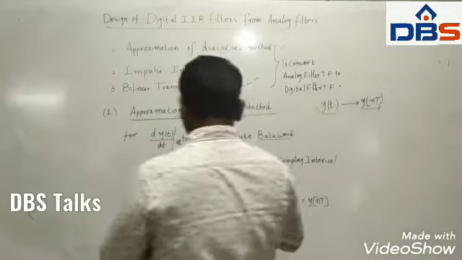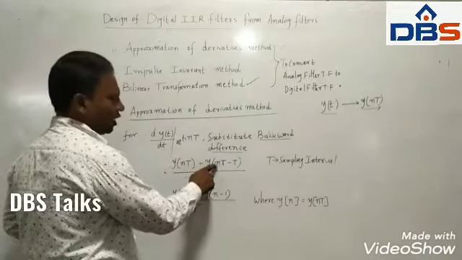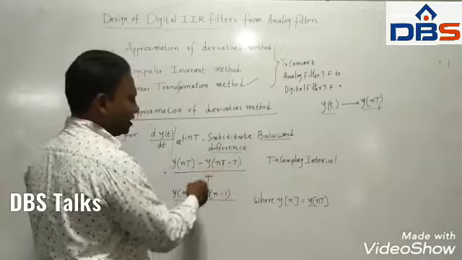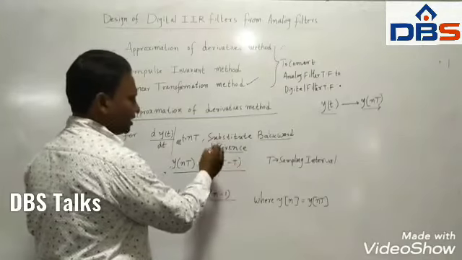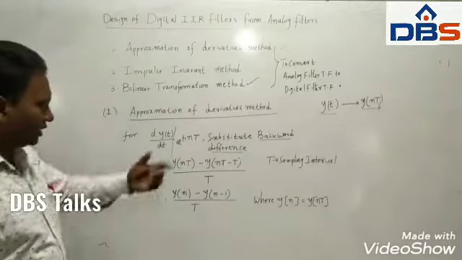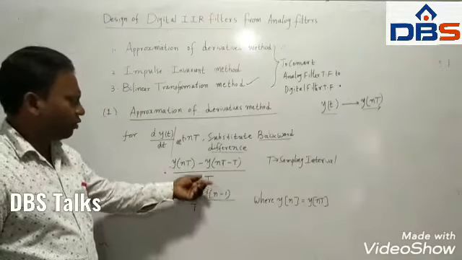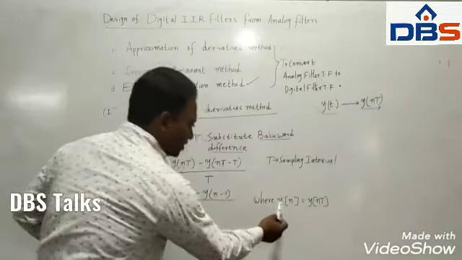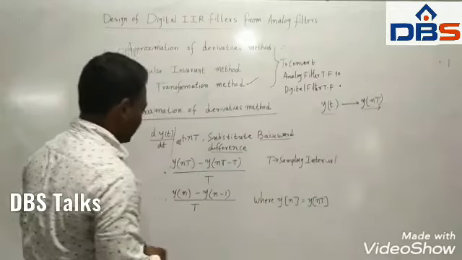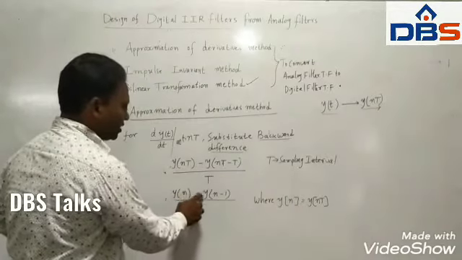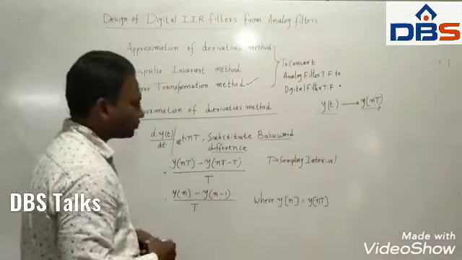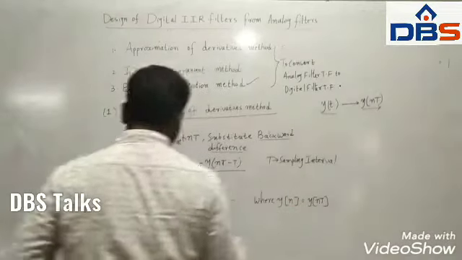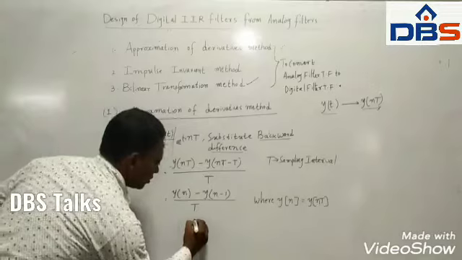Now y(nT) minus y(nT minus T) is the backward difference, a delayed sequence: nT minus T means the sequence is delayed by some interval. That is divided by the sampling interval. Whenever y(nT) appears, we substitute y(n), so we write y(n) minus y(n minus 1) divided by T. Now let us see the relation between these equations.